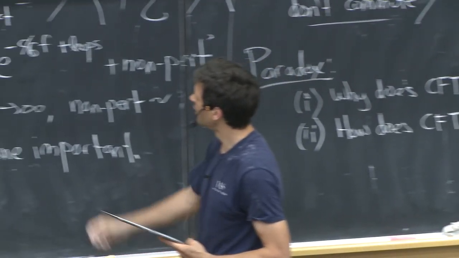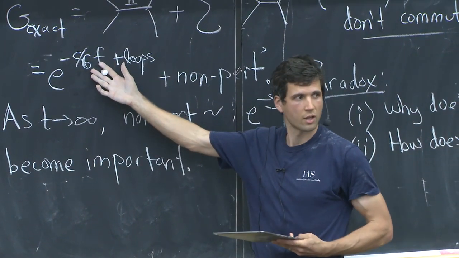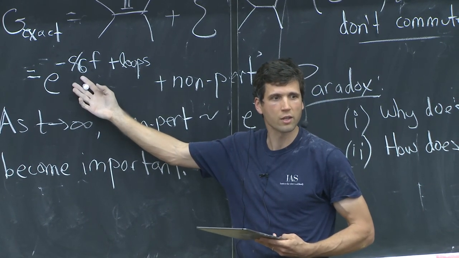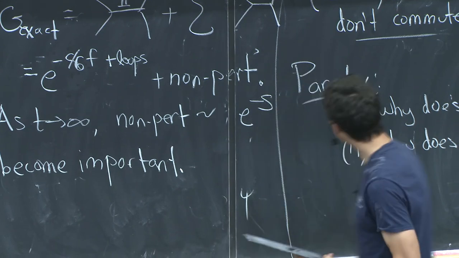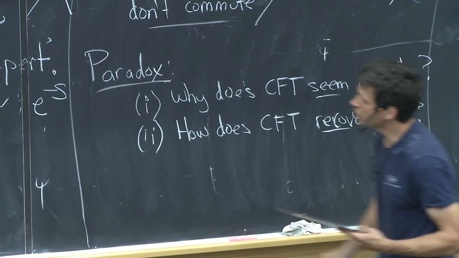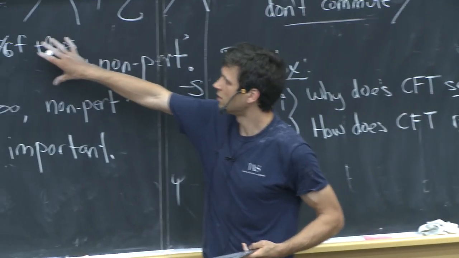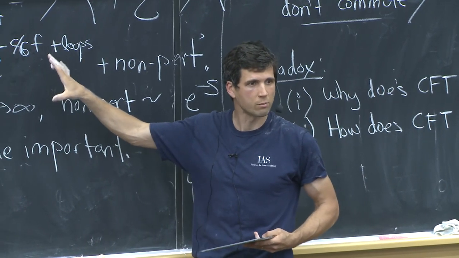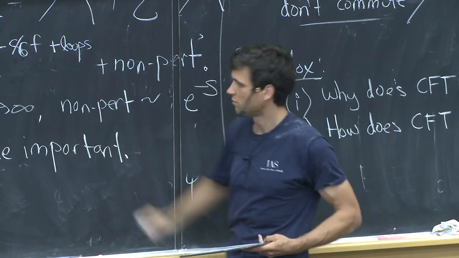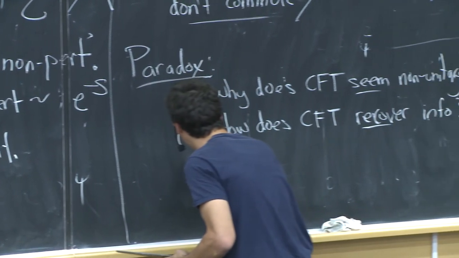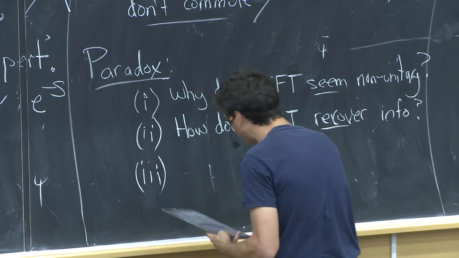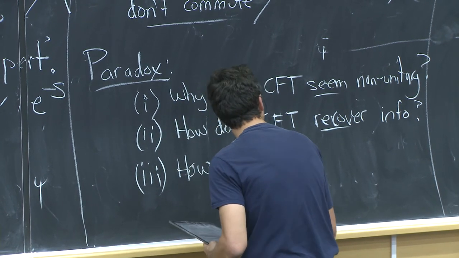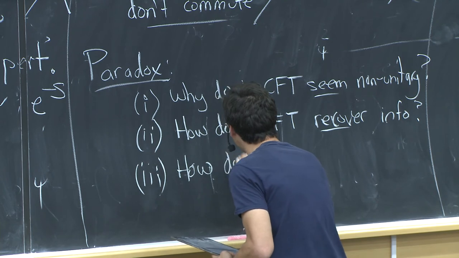So the first question is what we've just answered. It seems non-unitary because we've only kept this leading saddle, and that wasn't allowed. The second question, how does the CFT recover information, is a question of how you correct our calculation to get that e to the minus S. The third part of the information paradox is that you really cannot solve the information paradox in CFT.